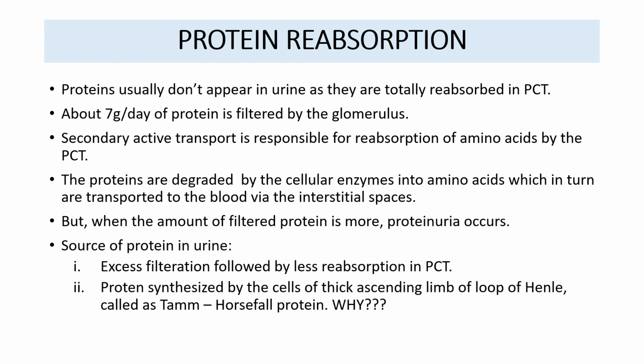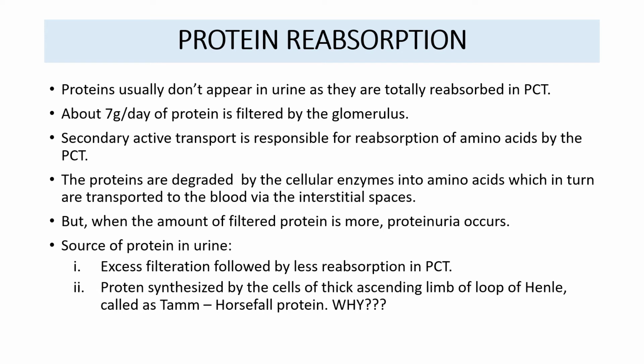But in normal condition, when there is no glomerular nephritis, some proteins are still present in the urine. Proteins synthesized by the cells of the thick ascending limb of the loop of Henle are excreted and are called Tamm-Horsfall protein. So why do these proteins come in urine? Any answer?